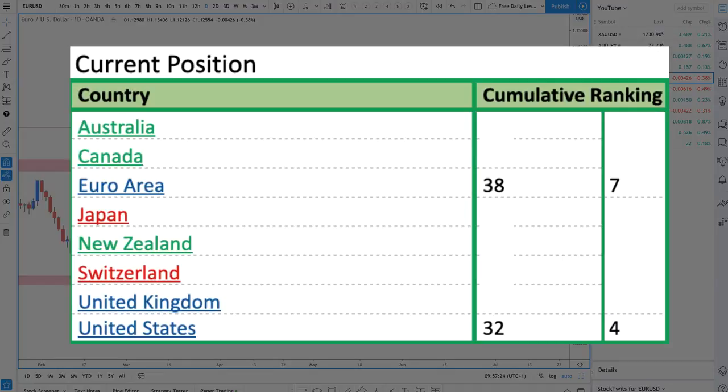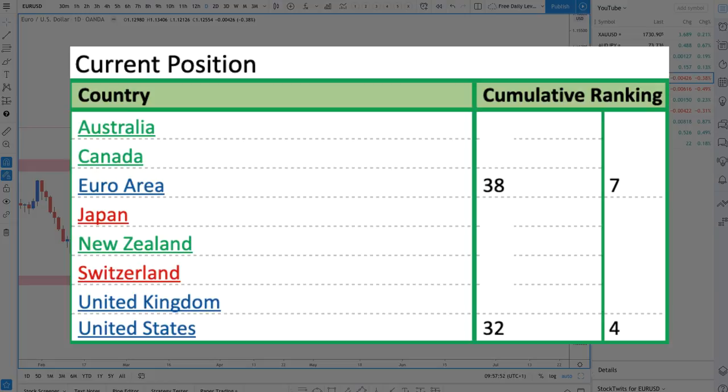really indicates strength and weakness of an economy and the currencies, depending on how a country does as far as its economic and monetary policy standing. We give it a ranking, so this is based on data. So the dollar was number 4 and the euro area was number 7, with 1 being the strongest and 8 being the weakest.